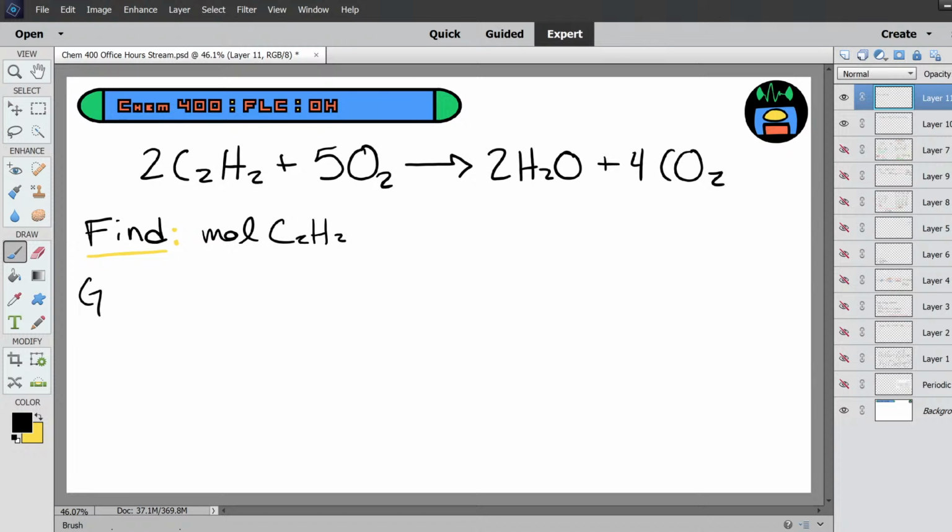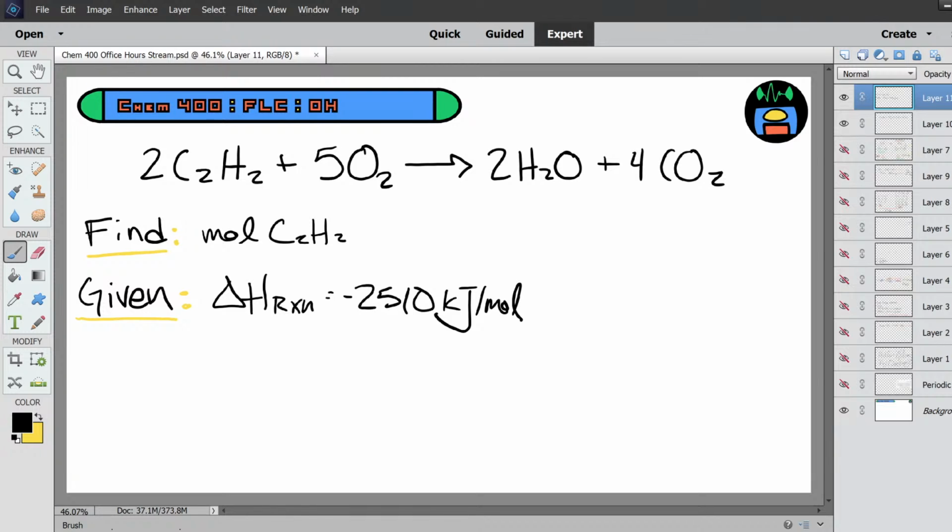And when we look at what we're given, we're given a delta H. So the delta H for this reaction is negative 2,510 kilojoules per mole. And we're also given an amount of energy that's released. I'm going to say 5.2 times 10 to the 7th kilojoules of energy. All right.